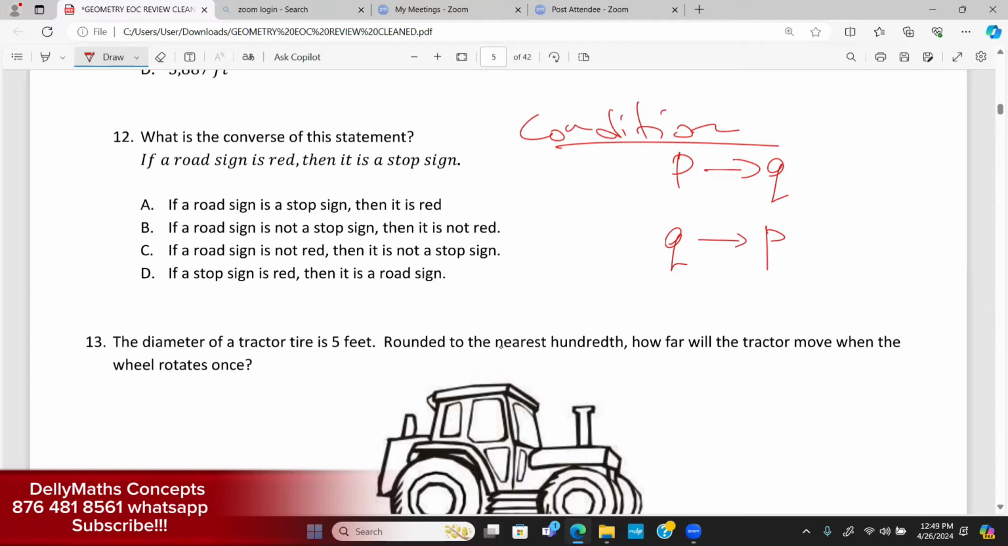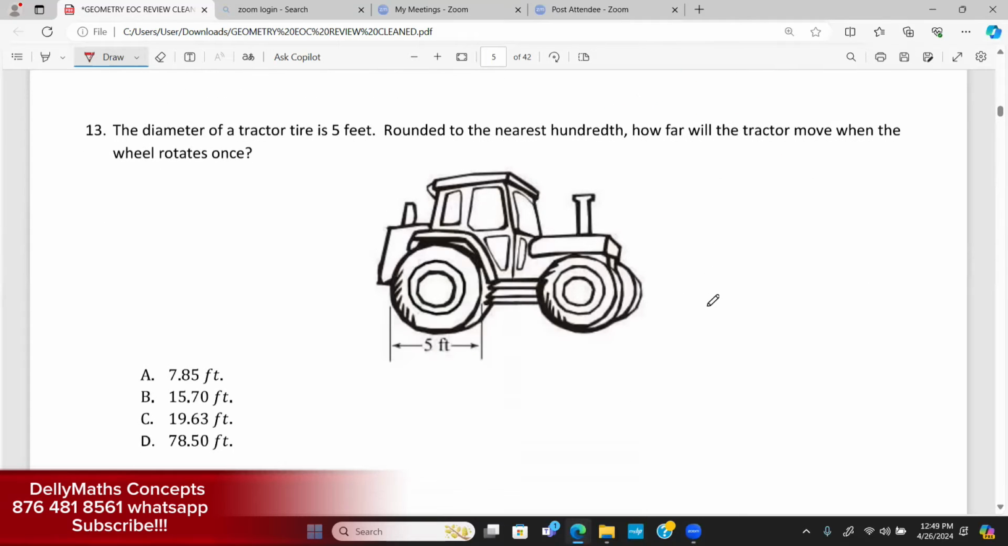For example, if a road sign is red, then it is a stop sign. So we're going to have, if a road sign is a stop sign, then it is red. This is reversing the order. So 12 is going to give us A. As you could see, when we're dealing with the converse, we have our conditional statement, and then we're just going to reverse the things, all right? Put the then where the if is and the if where the then is, and we're good.